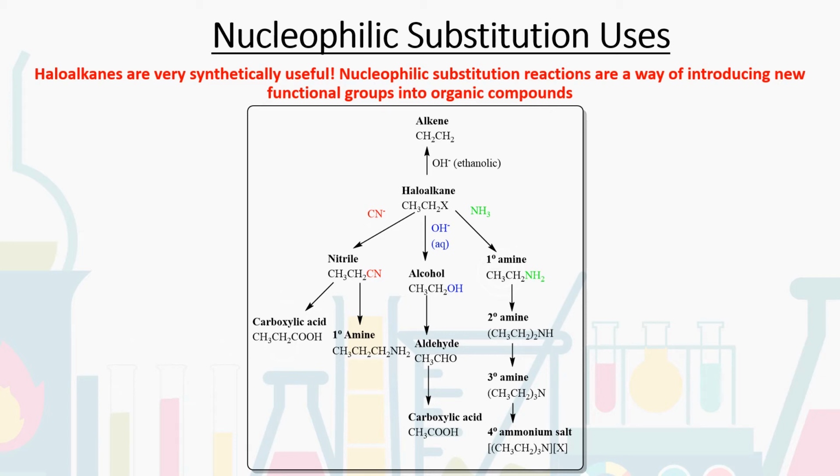Now the final type of reactivity we've not talked about, but which we're going to talk about in a minute, is going from a haloalkane to an alkene. This is something that we call an elimination reaction. And this is why it was really important to stress that when we used hydroxide, it was aqueous.